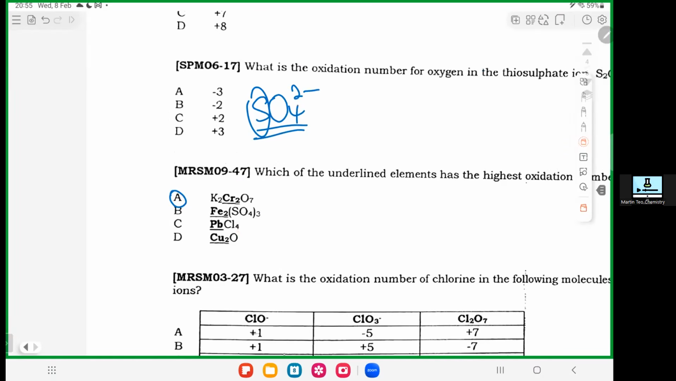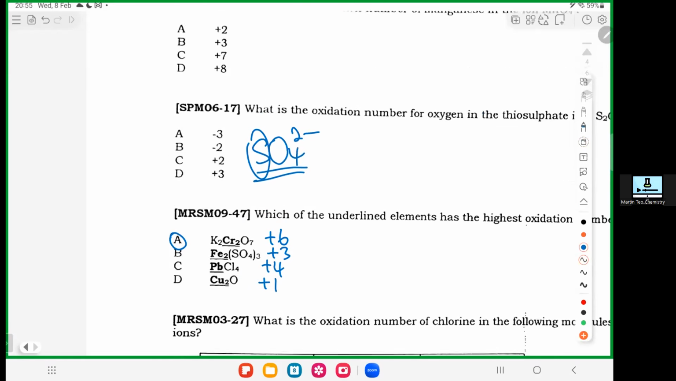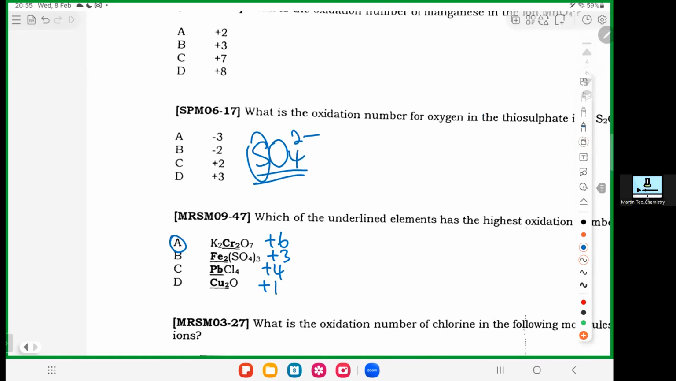They just use a different way to ask. So they ask you who has the highest oxidation number. You still need to calculate all of them. That's all. Not very, very hard, as long as you understand the concept there.